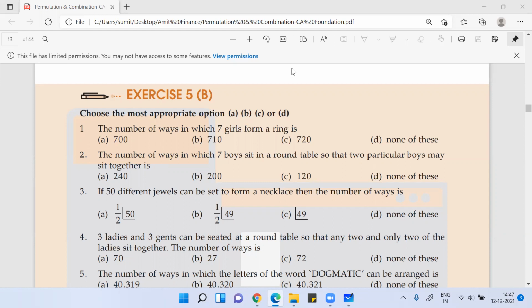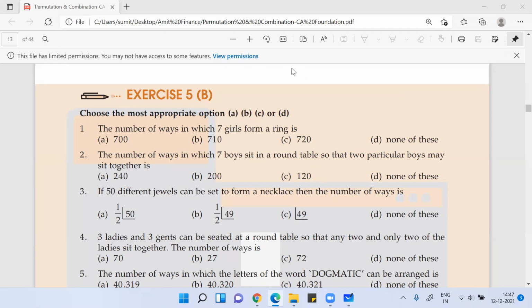Now these two ladies should always be together. Suppose those two ladies are A and B. Now you have three gents G1, G2, G3, and one lady who was left, suppose she is C. So now how many people are there? You have AB as X, G1, G2, G3, C. Five people are there. They'll sit in 5 factorial ways, and A and B can interchange their places in 2 factorial ways.